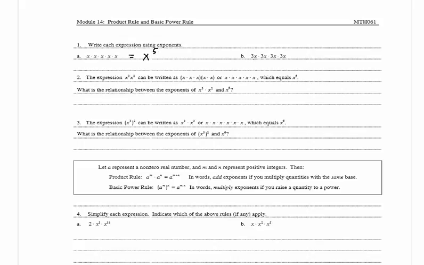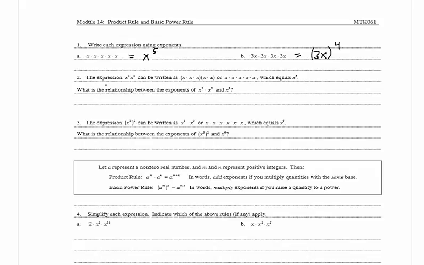In B, we have 3x times 3x times 3x times 3x. And our base is 3x, and we have 4 factors of that base. So we're going to have 3x raised to the 4th.